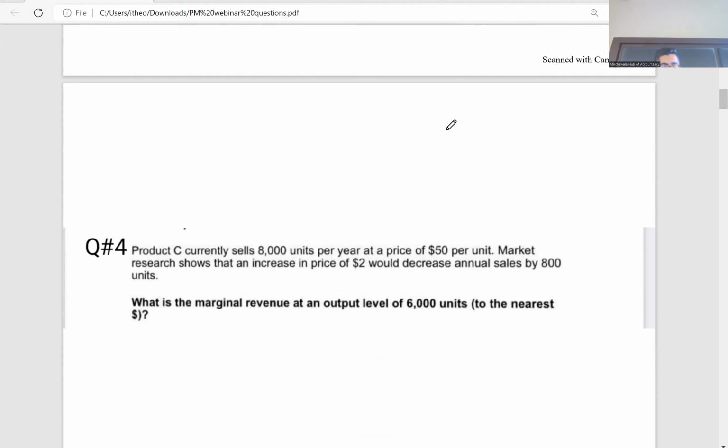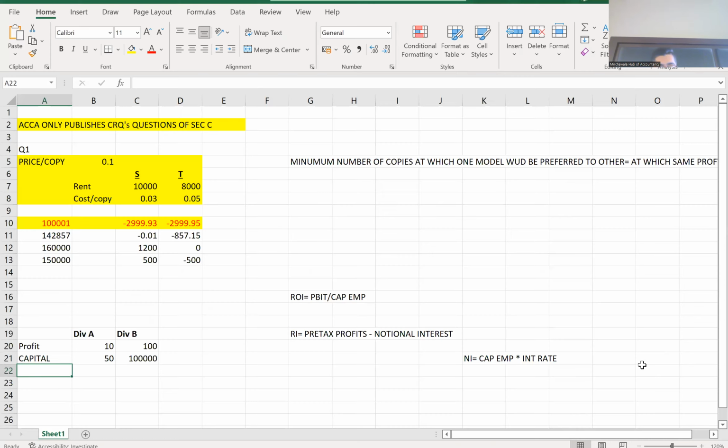Okay. In question number 4, Suman, both are allowed. Don't worry about it. Question number 4. Product C currently sells 8,000 units per year at a price of 50. Market research showed that an increased price of 2 would decrease annual sales by 800 units. What is the marginal revenue at 6,000 units? Okay. Now question number 4.